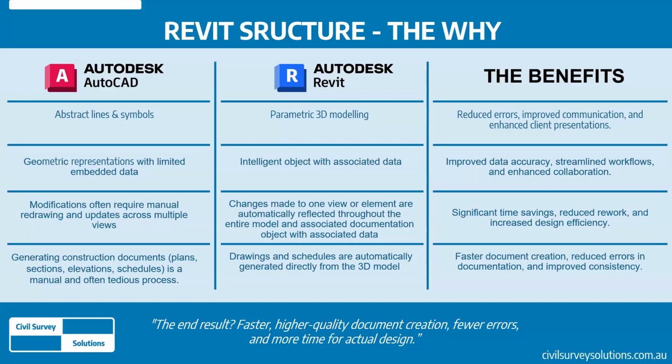You can see significant time savings in documentation production and issue resolution. Design speeds are also significantly improved. And with the better coordination and early clash detection, you avoid costly surprises late in the process. We've already seen here today that most people on average are spending 40 to 50% of their time on rework. Imagine if we can bring that down even by 5, 10, 20%, it can make a major difference to our overall workflows. And as you can see at the bottom there, the end result is faster, higher quality document creation, fewer errors, and more time for actual design.